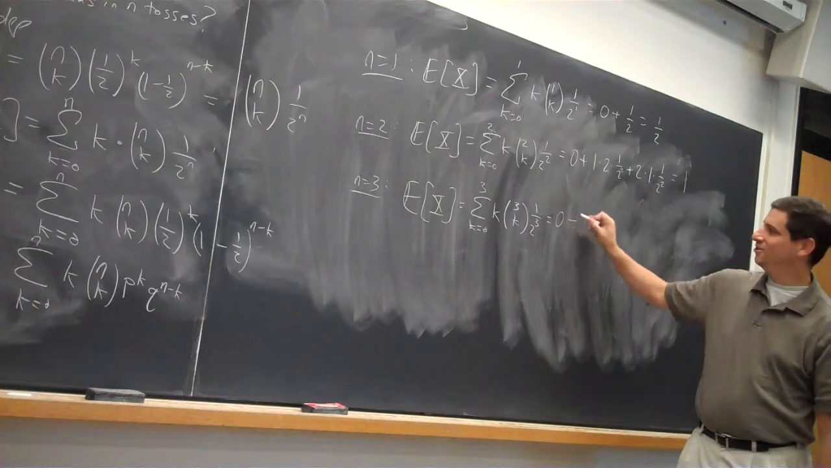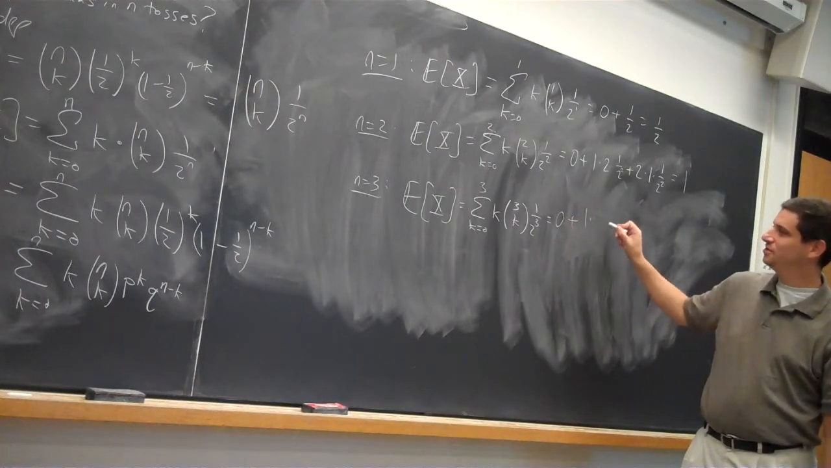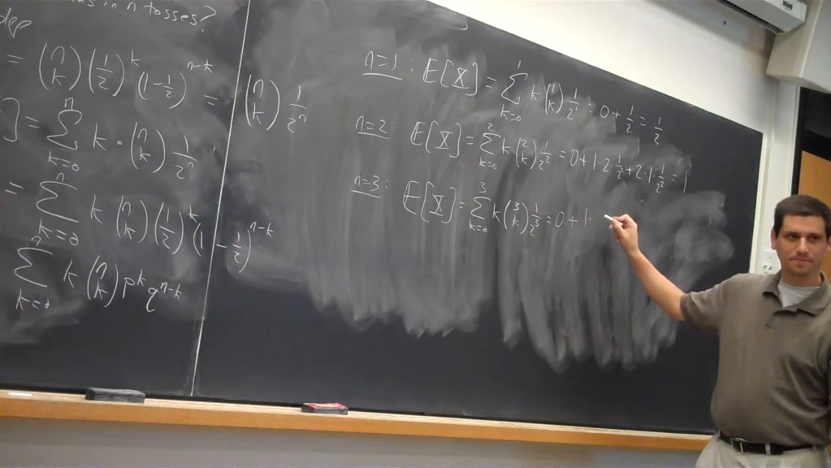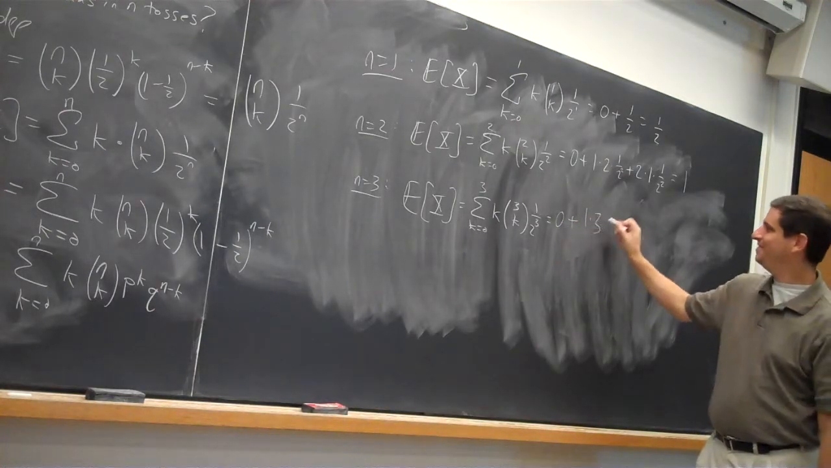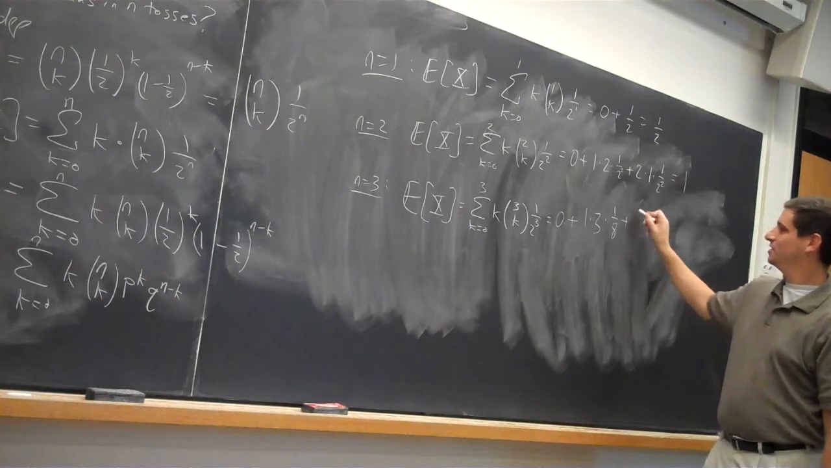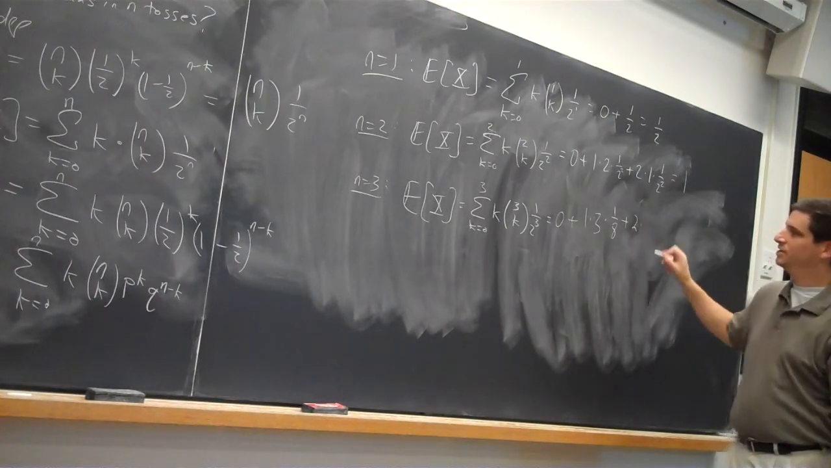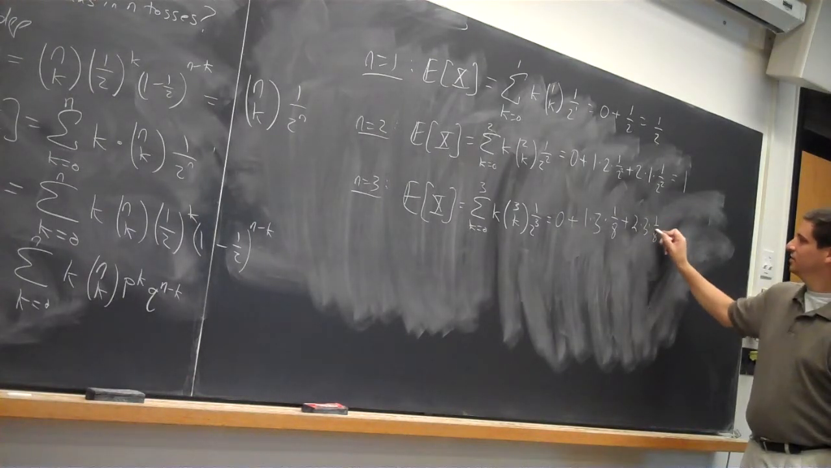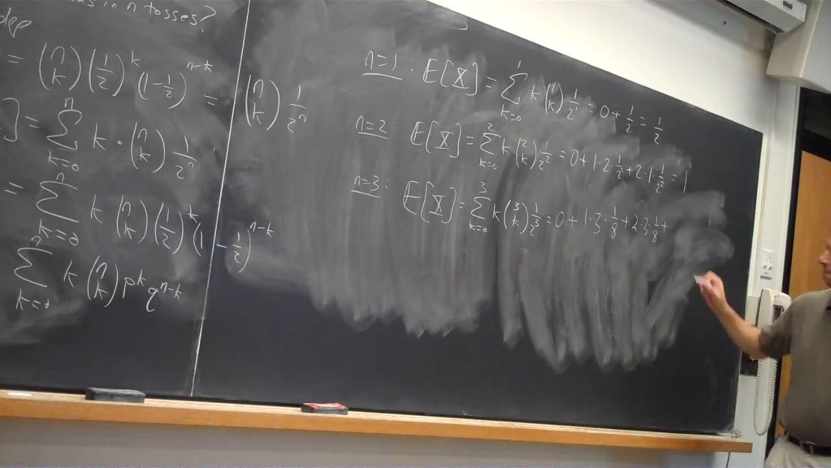Over here, 0 plus 1, 3 choose 1 is? 3. Times 1/8 plus k is now 2 times 3 choose 2. 3. And 3 choose 3. 1.